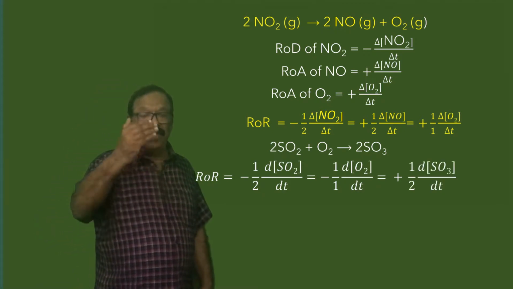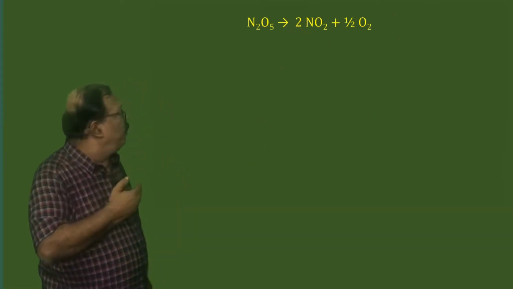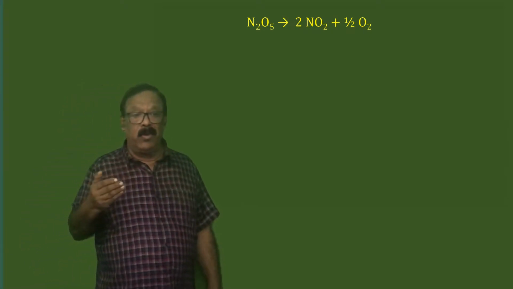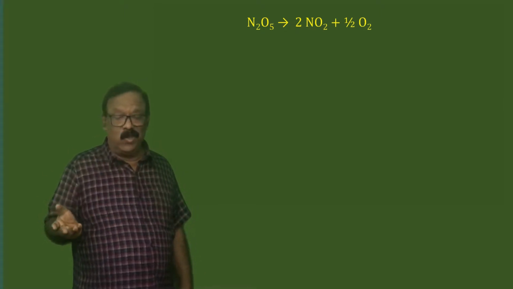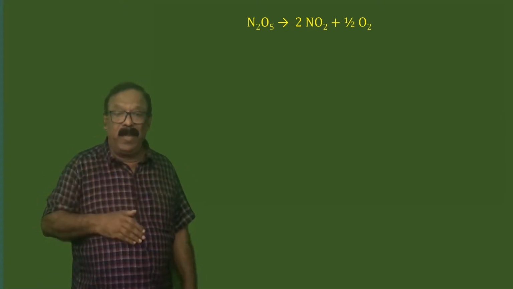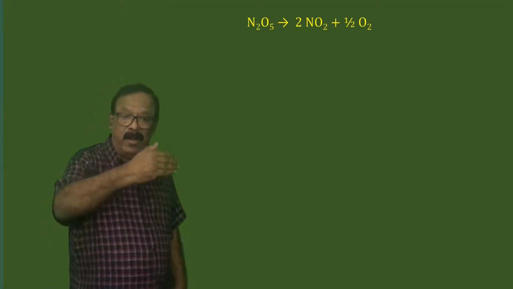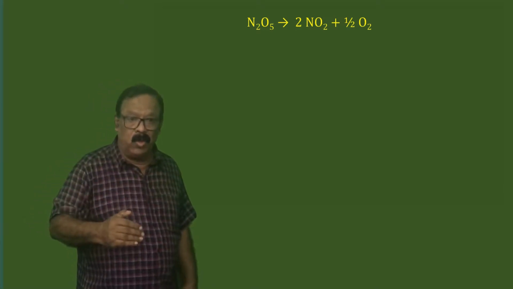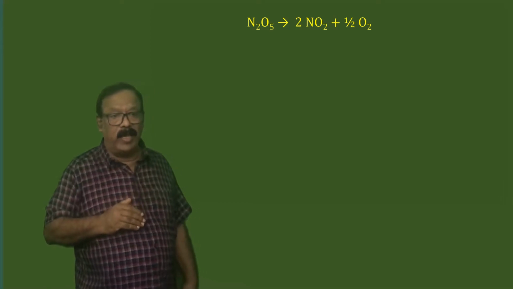Then, for this reaction, N2O5 gives 2NO2 plus half O2. All the reactant products have different coefficients, so none of the rates will be equal. NO2 rate divided by 1, NO2 rate divided by 2, oxygen rate divided by half. So how will you write the rate of reaction?